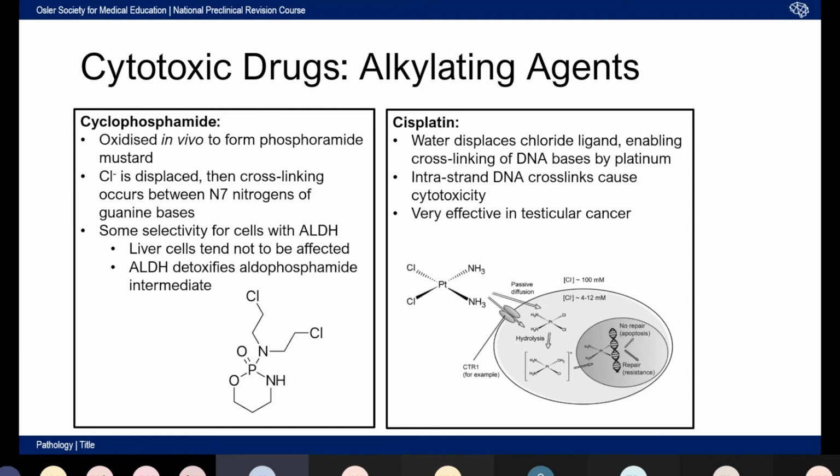And then cisplatin is another alkylating agent that also has 2 chlorine atoms. And so with cisplatin, water displaces the chloride ligand, enabling the cross-linking of DNA bases by platinum. And it's intra-strand DNA cross-links that are responsible for the majority of the cytotoxicity. And cisplatin is very effective in testicular cancer, although I don't think we know exactly why.